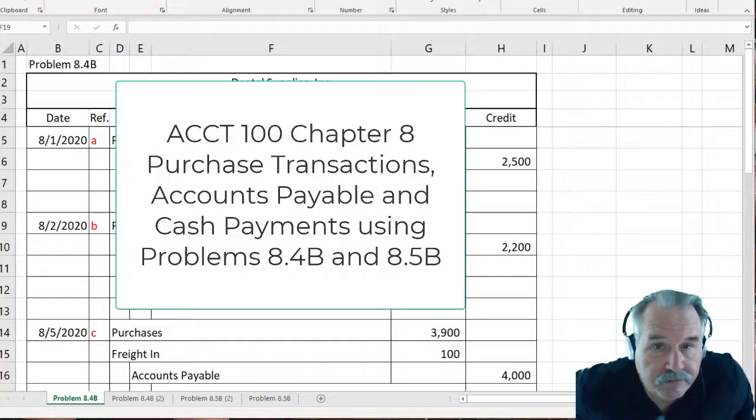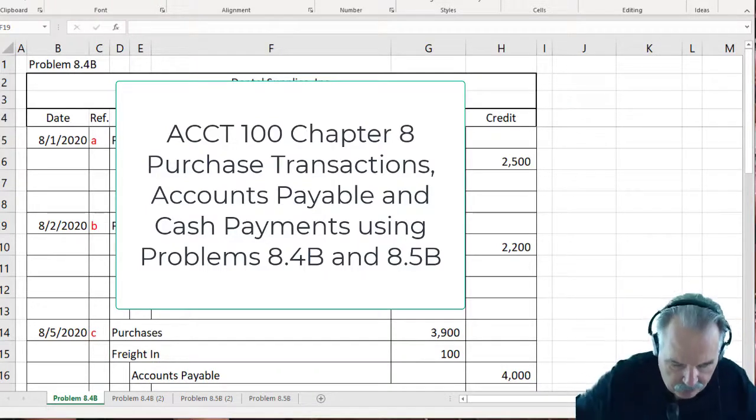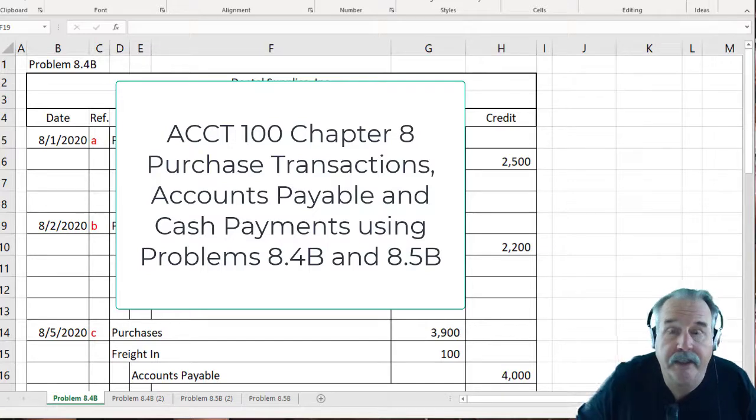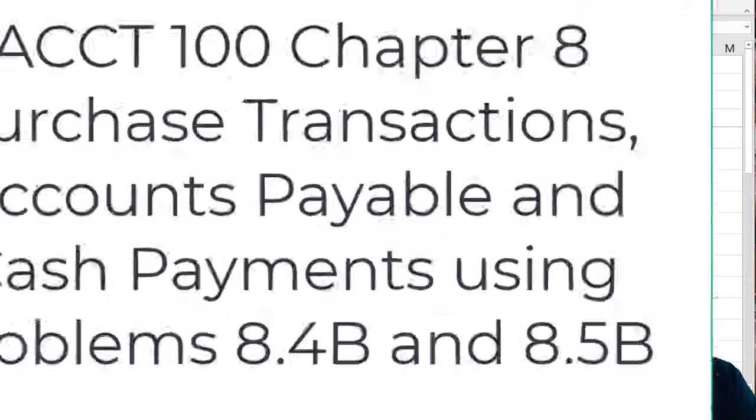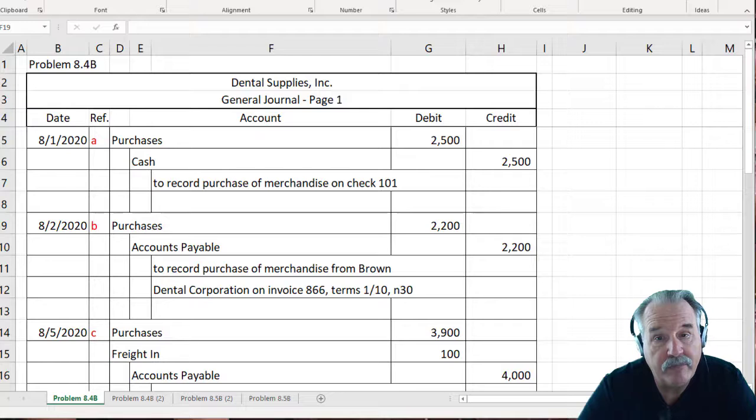Mark Franke here. This video is for Accounting 100, and this is Chapter 8 on purchasing transactions, where we will also deal with accounts payable, because accounts payable is where we keep track of vendors that we buy stuff from. And most of what we're buying today is going to be merchandise. Merchandise means stuff we're going to resell.